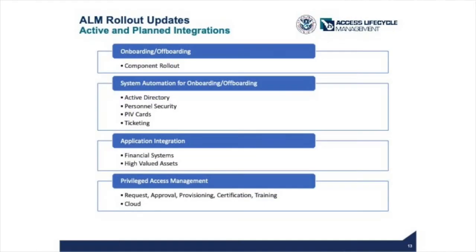The other thing we're doing is we're automating some of our interfaces to both our authoritative sources and our downstream systems. We take a very iterative approach to this. So when we started off, we did some manual emails, ServiceNow tickets. And now we're taking those and automating Active Directory, which we're done. Automating our personnel security and activation, our PIV cards.